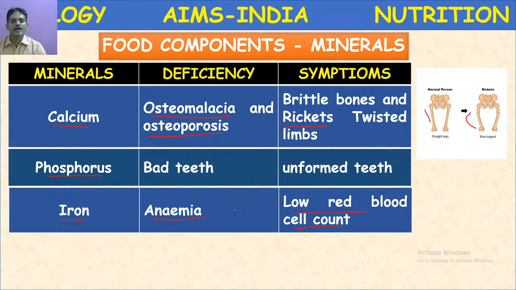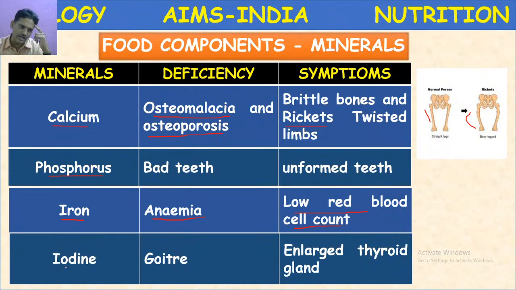So if you take healthy food, green leafy vegetables, particularly spinach, amaranthus, and even broccoli, cabbage, leafy vegetables, they are rich in iron. We have to include those things in the food.